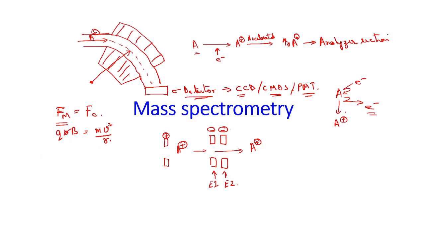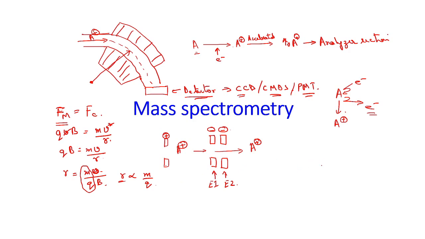Now we cancel out this v, so we get qB equals mv by r, and if we take r, it is equal to mv divided by qB. So if you see, r is directly proportional to m by q. Okay, so the higher the r, the higher should be the mass of the charged particles.